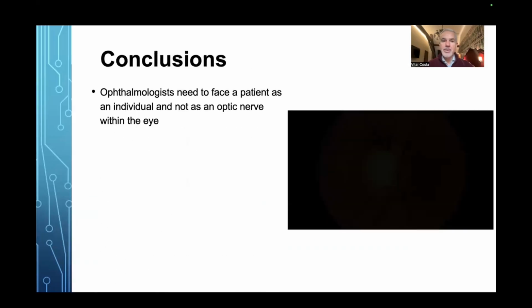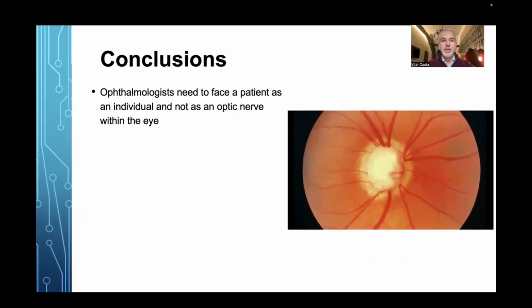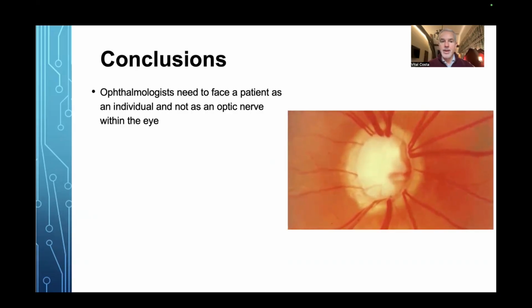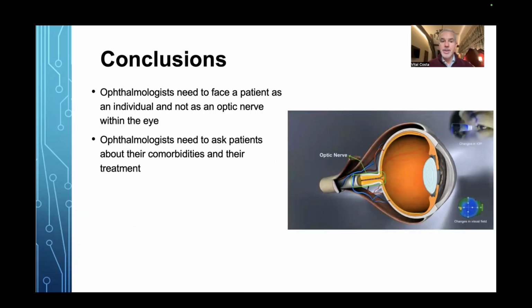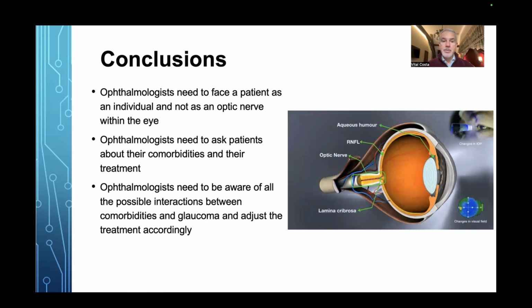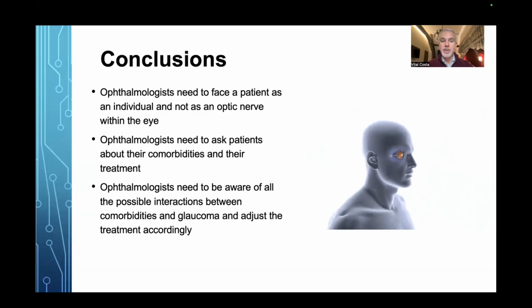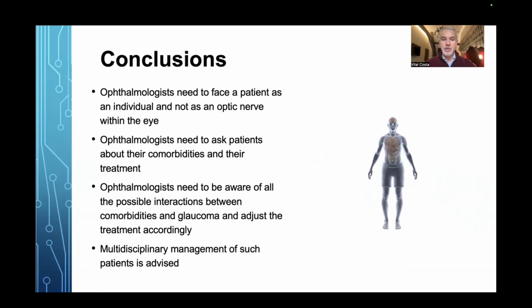We should never forget, and we should always face a glaucoma patient as an individual and not as an optic nerve within the eye. Ophthalmologists need to ask patients about their comorbidities and their treatment, including systemic hypertension. Ophthalmologists need to be aware of all the possible interactions between comorbidities and glaucoma and adjust the treatment accordingly. Multidisciplinary management of such patients is highly advised.